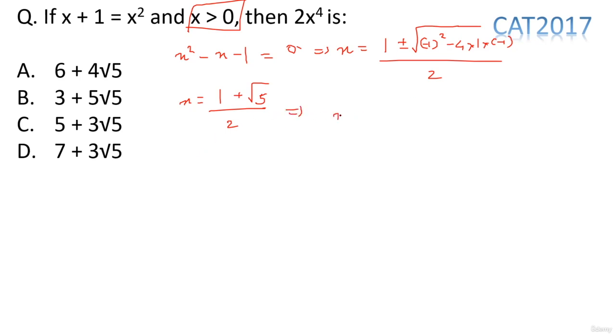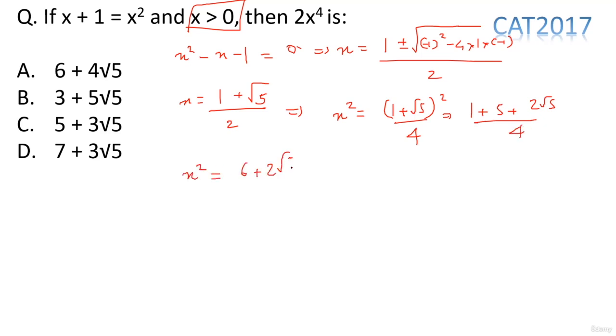Now when you square them guys, you will have x square is equal to 1 plus root 5 the whole square divided by 4. Now 1 plus root 5 if you square, it will be a square plus b square plus 2ab, right, divided by 4. So that gives you x square is equal to 6 plus 2 root 5 divided by 4. You can cancel out the 2 everywhere, right? So this will give you x square is equal to 3 plus root 5 divided by 2.